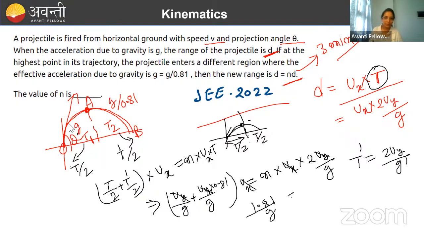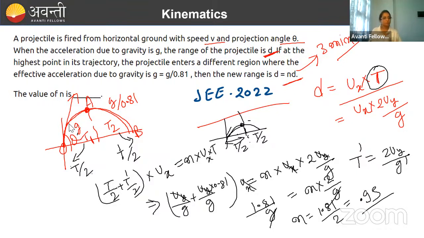We are going to get 1.81 by g equal to how much? N into 2 by g. So g also got cancelled. N will be how much? 1.81 by 2. So if you divide it, how much value do you get? 0.9. So the question was easy. It was not difficult, right? The only thing was you needed to be careful while writing these things. Done. So is it okay?